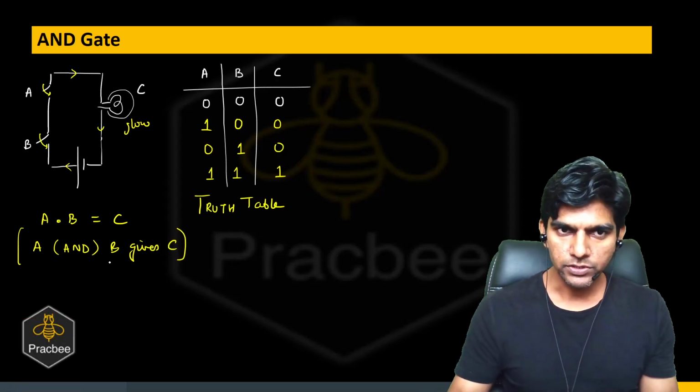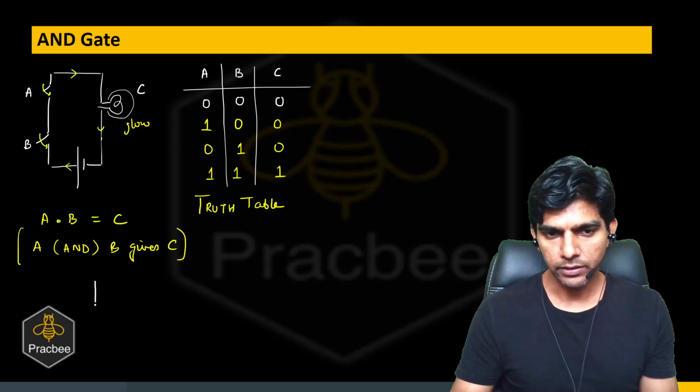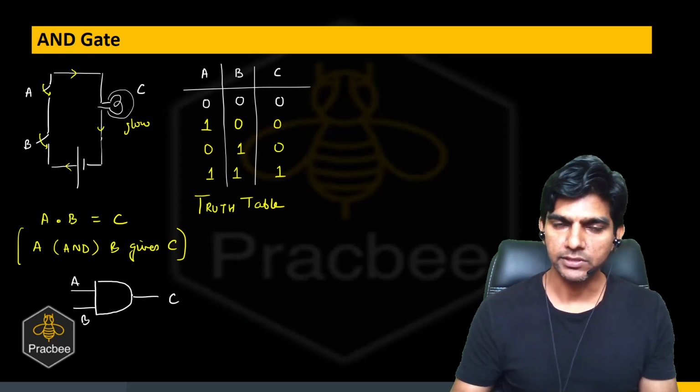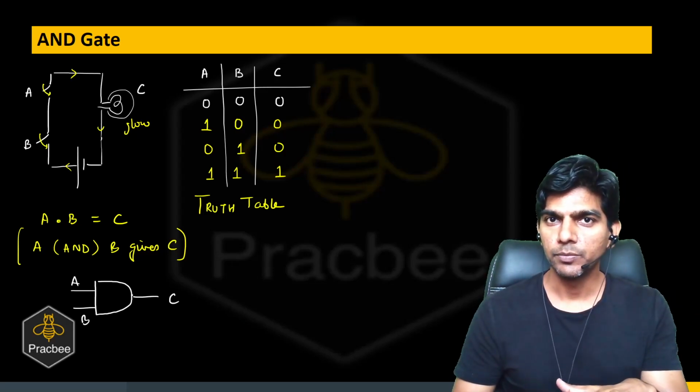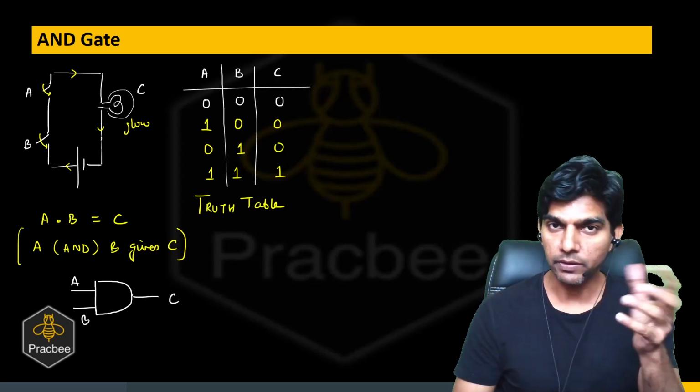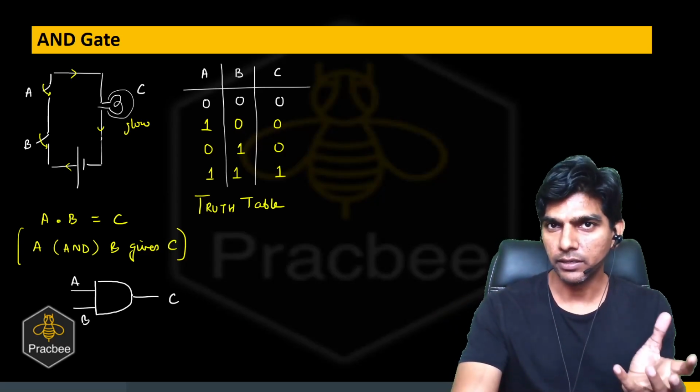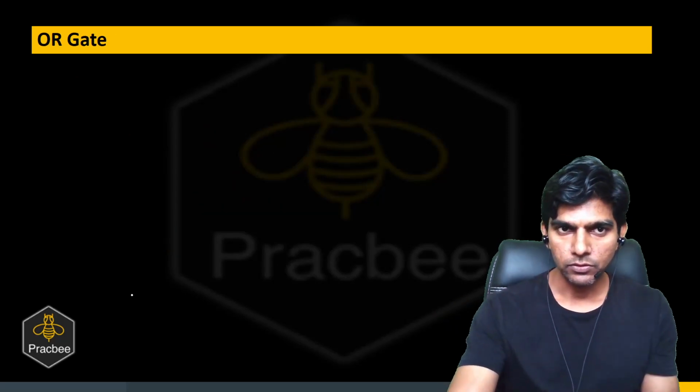And what is the symbol used for AND gate in a circuit? It will be a D, something like this. So this is the symbol that is being used. So we have two inputs A and B, and the output is C. And we can form gates with the help of diodes and transistors. Transistor has been deleted, but we require a transistor to make some of the gates. So now let us see the OR gate.